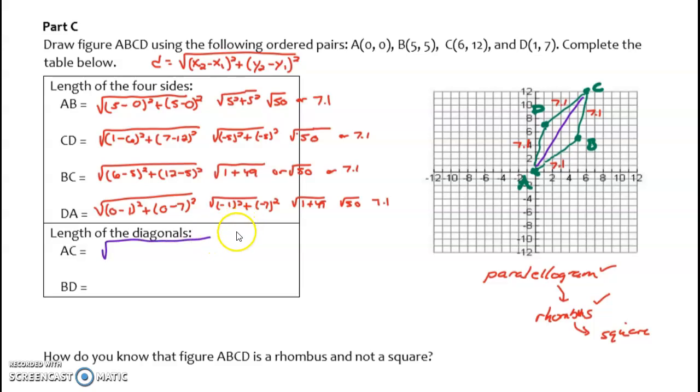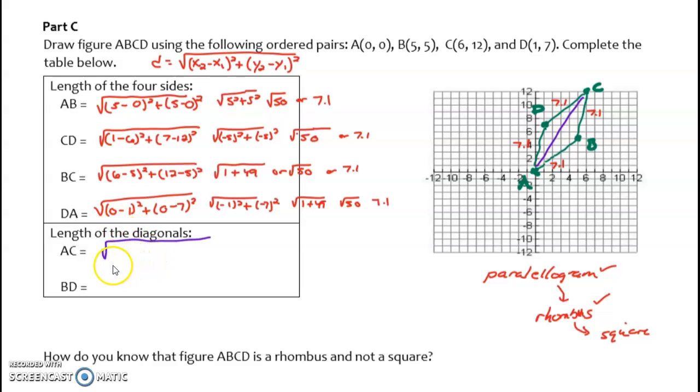And now where are they going with this? If they go with the length of diagonals, what we know about the diagonals of a rhombus is that they'll be perpendicular and they bisect. The diagonals of a square will be the same length. So if we end up getting the same lengths down here for the diagonals, that means it'll be a square.